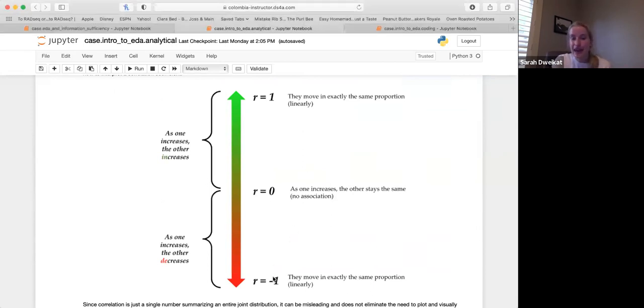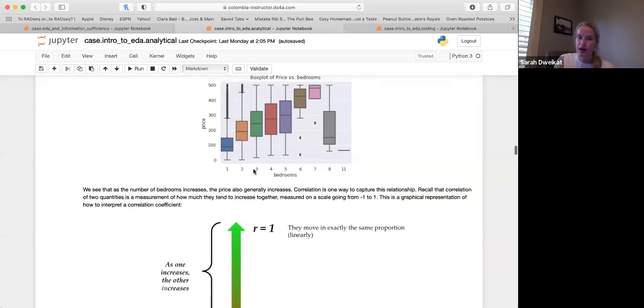For a negative correlation, that means that as one thing increases, the other decreases. For example, if we saw the number of bedrooms increasing, but we saw the price decreasing. Basically the opposite. If we saw that 1-bedrooms were super expensive, and we saw that 7-bedrooms were really cheap, that would be a negative correlation.